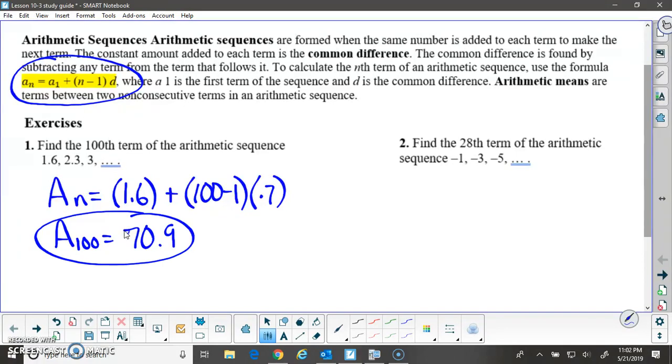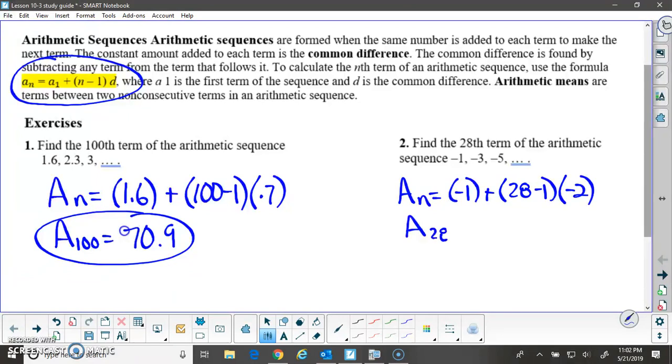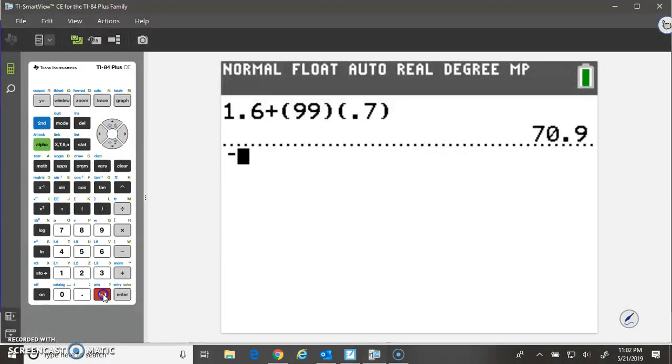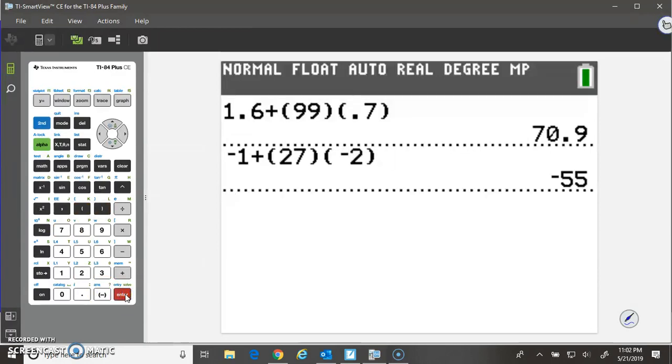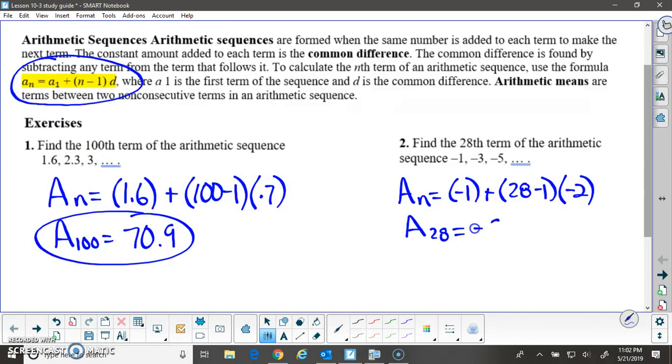Number 2 says find the 28th term of the arithmetic sequence. So again, we'll use the same formula. You can see that your first term is negative 1. We're going to be trying to find the 28th term. And hopefully you can tell that it's going down by 2 each time, so that's your common difference. So your 28th term would be equal to, let's see here, negative 1 plus, we'd have 28 minus 1, which is 27, and then the common difference was negative 2, and we get a value of negative 55. That represents the 28th term.